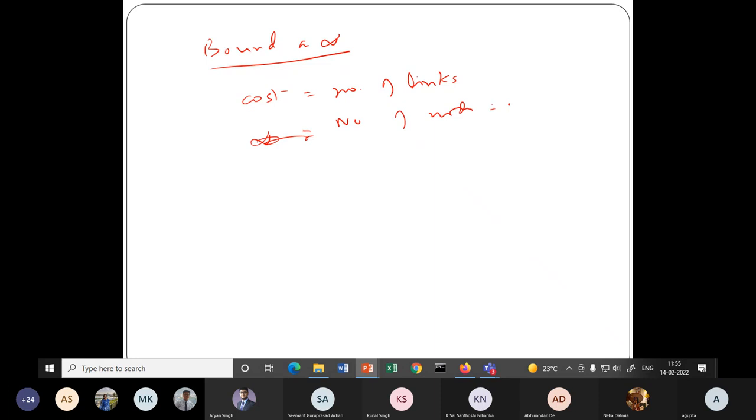So here's an example. You put your cost equal to the number of links. Then what can your infinity be? The number of nodes equal to n. Then infinity will be greater than or equal to, what's the maximum possible length of a path? N minus 1, right?